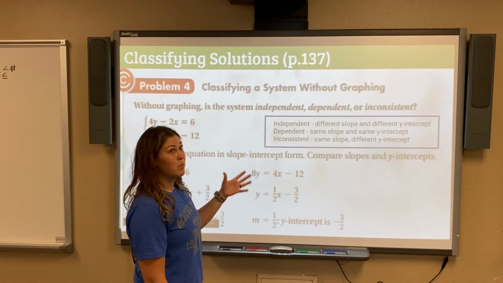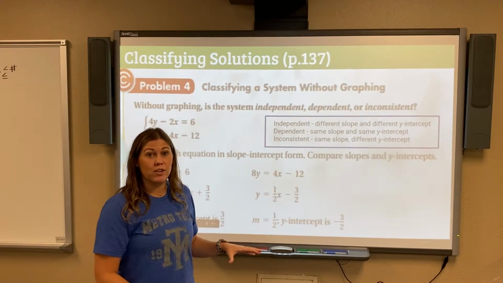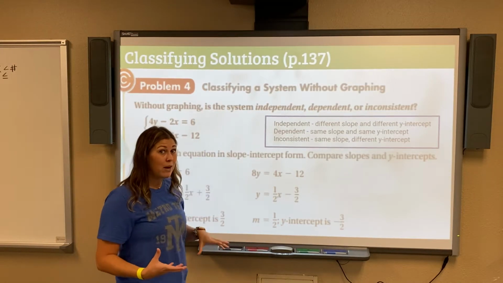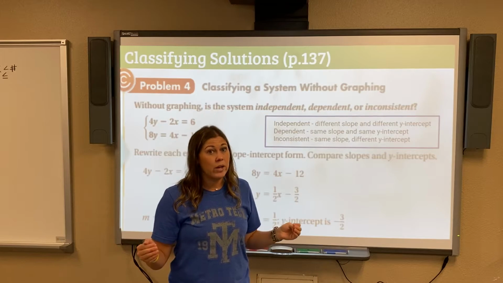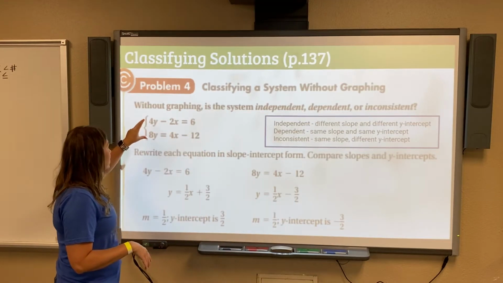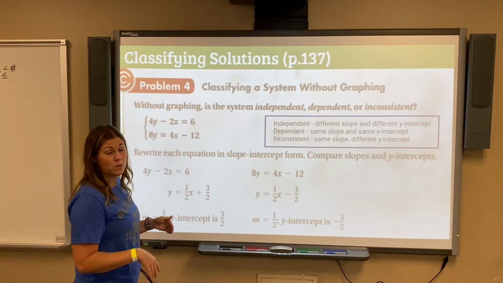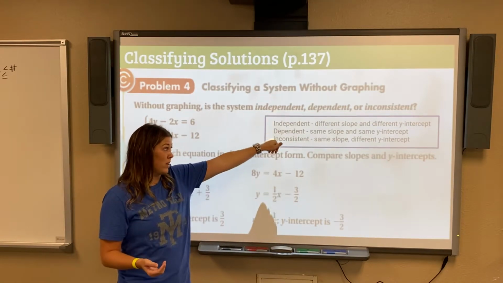An example of how to figure out whether they're independent, dependent, or inconsistent without graphing is you can look at their equations. So we have these 2 equations. Again, neither one of these is in y equals mx plus b form. So we have to do that in order to figure out what they are.